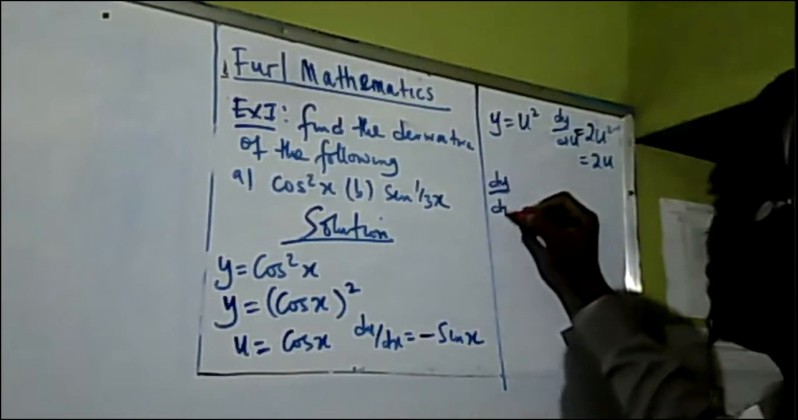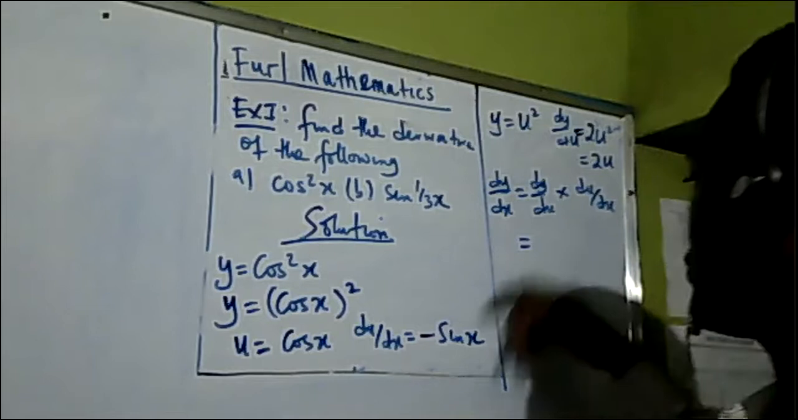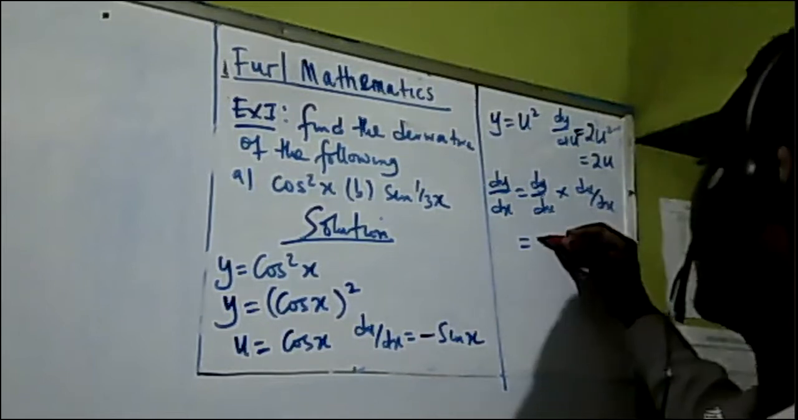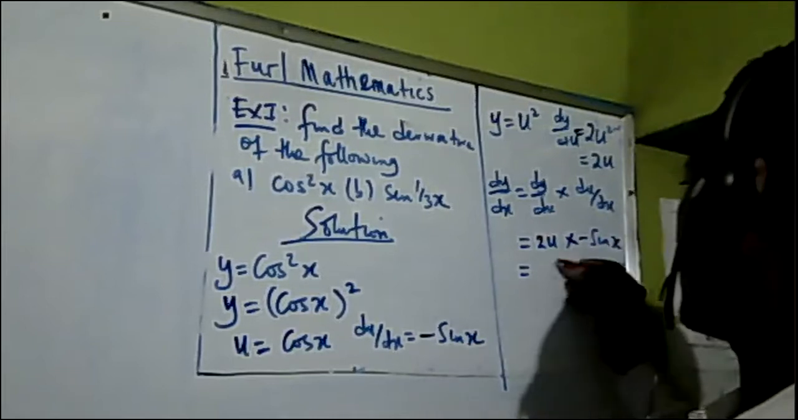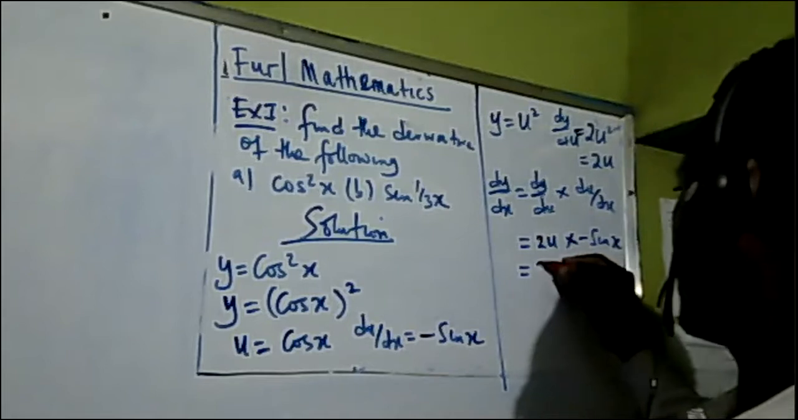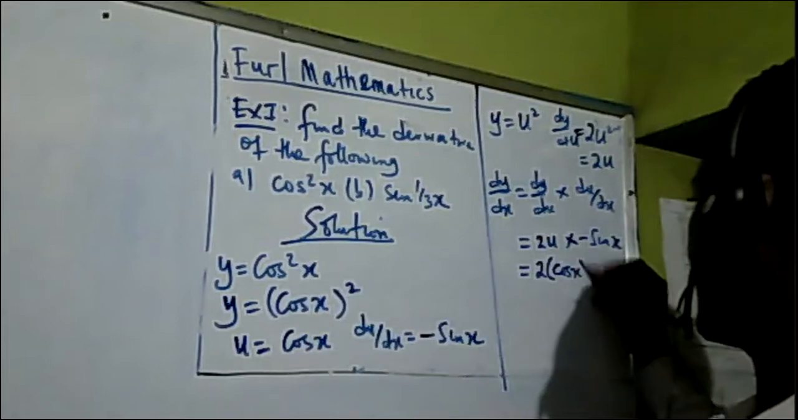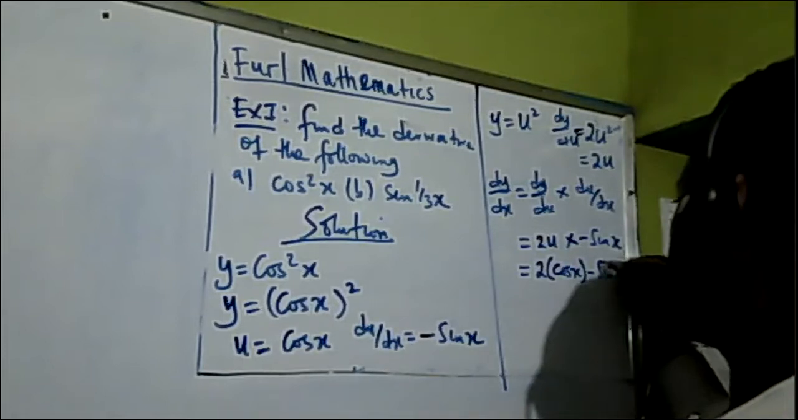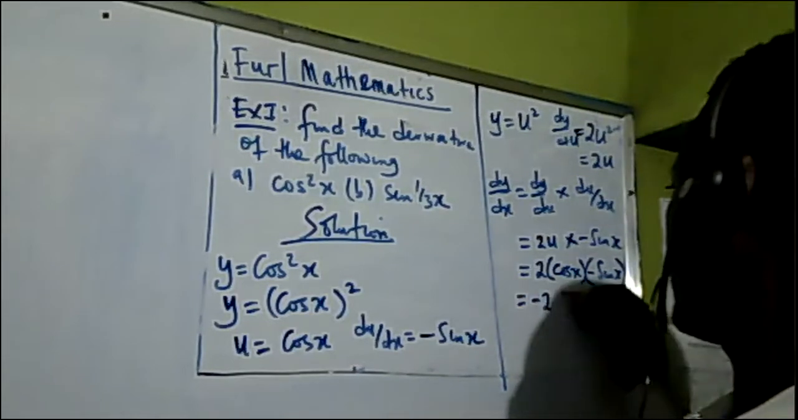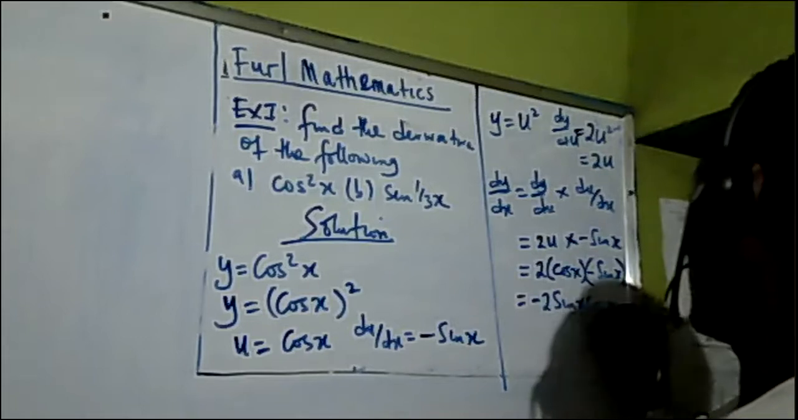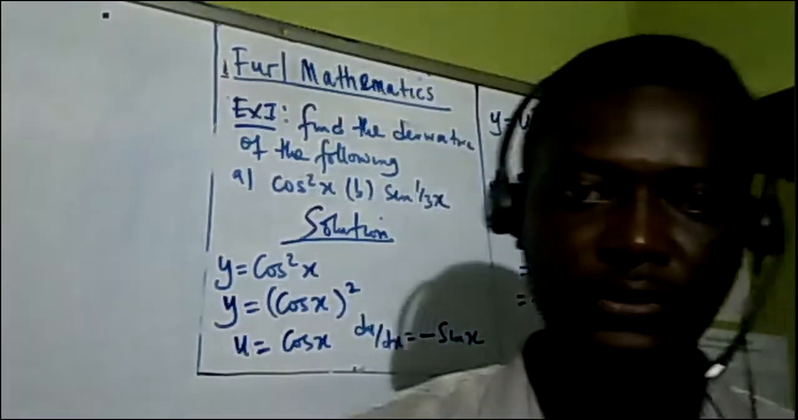So our chain rule formula is dy over dx is equal to dy over du times du over dx. So that gives us what? What is my dy over du? That's 2u times, this one is what? Minus sine x. So this gives us 2 into, what is my u now? My u from the beginning is cos x, then minus sine x. So bring the minus over to this side. So that gives us minus 2 sine x cos x. Or you can leave it as minus 2 cos x sine x. So that is the answer to the first one.